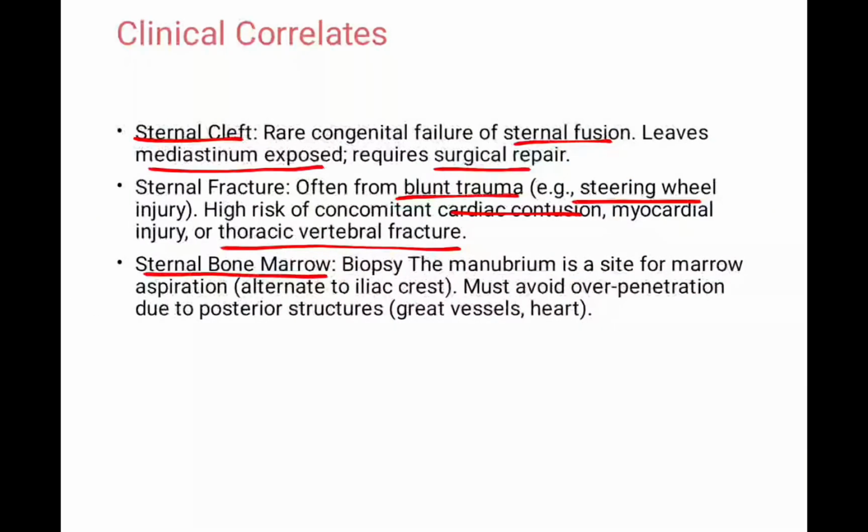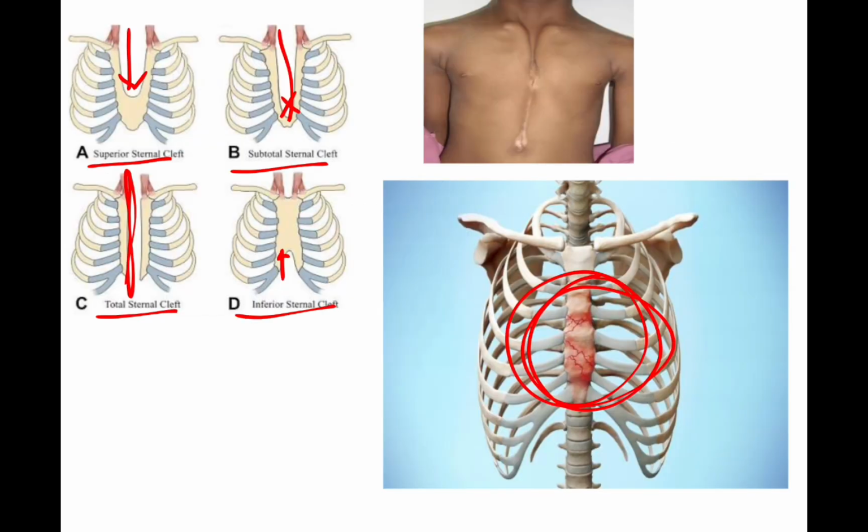We now have sternal biopsy. The sternum is a site for marrow aspiration, an alternative to the iliac crest. The iliac crest is the most preferred site, while the sternum is also a site for marrow aspiration as an alternative. You must avoid overpenetration due to posterior structures like the great vessels and the heart. The arch of the aorta is in relation to the sternum posteriorly. So during sternal bone marrow biopsy, you need to be very careful not to overpenetrate the bone. That's what you have.